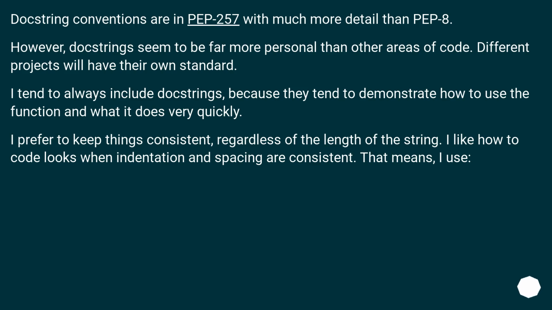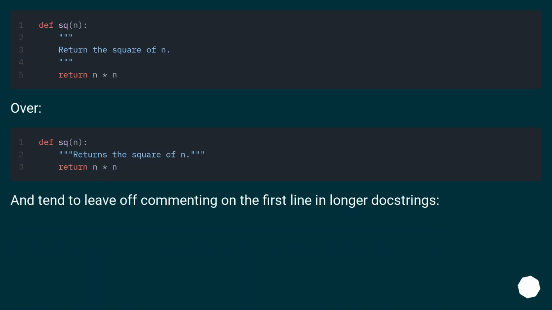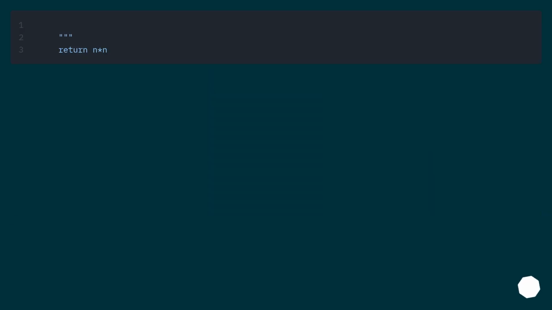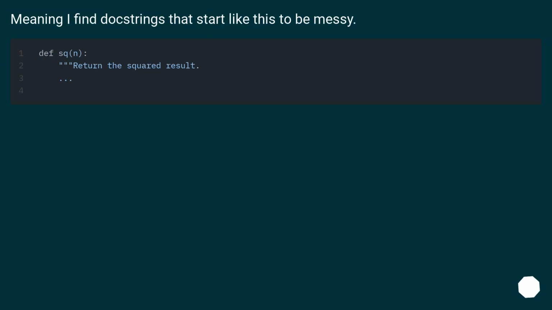That means I use this over this, and tend to leave off commenting on the first line in longer docstrings. Meaning I find docstrings that start like this to be messy.